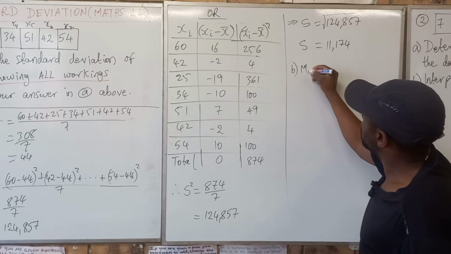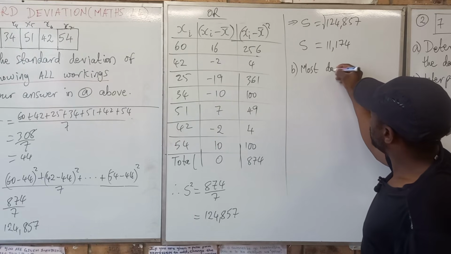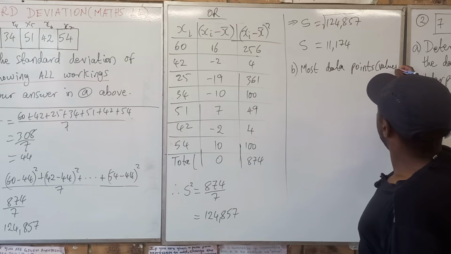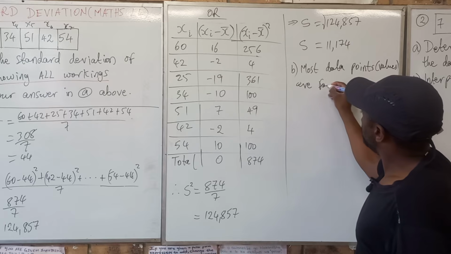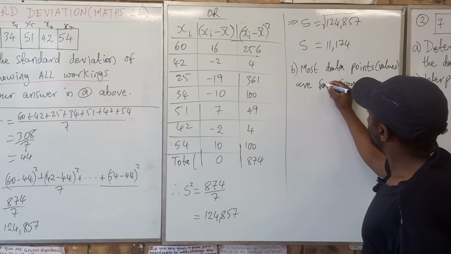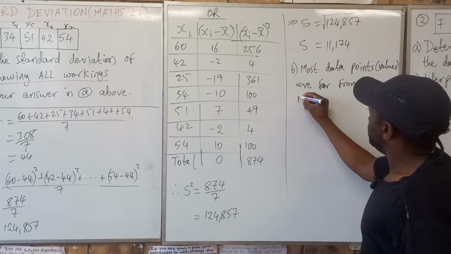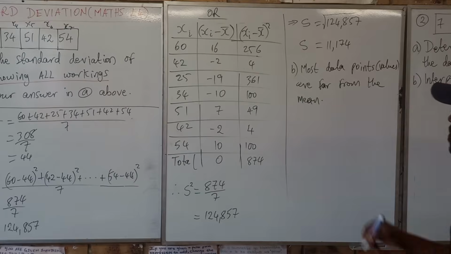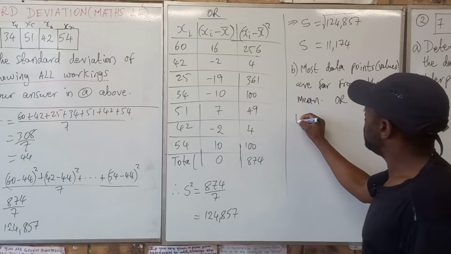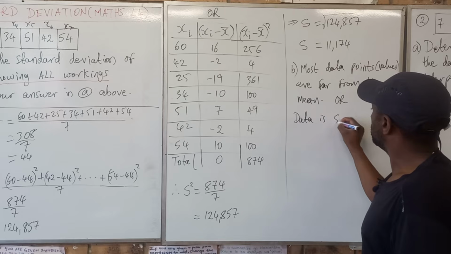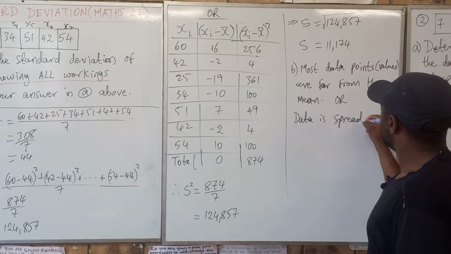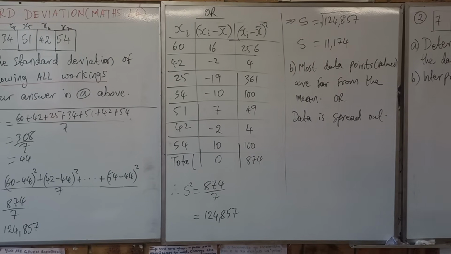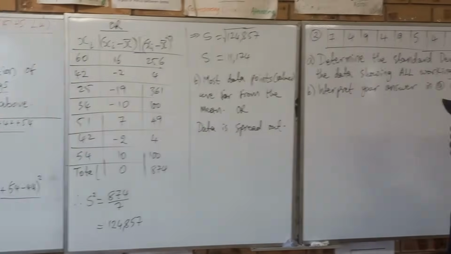So my interpretation is that most data points, or data values if you prefer, are far from the mean. That is what it means for me to get a large standard deviation. Or you simply say data is spread out. So that is your interpretation. Guys, that's how easy it is to calculate standard deviation and interpret it.